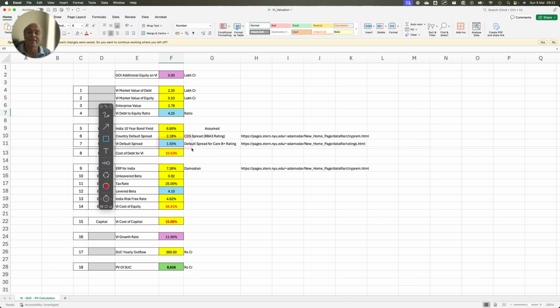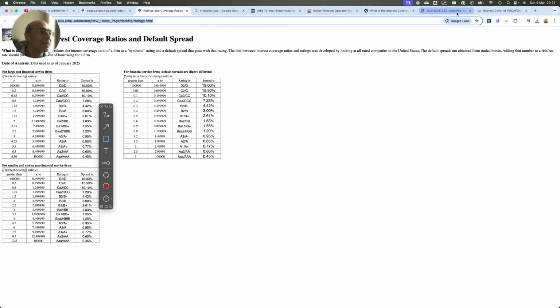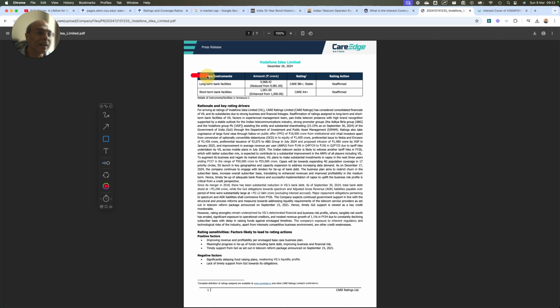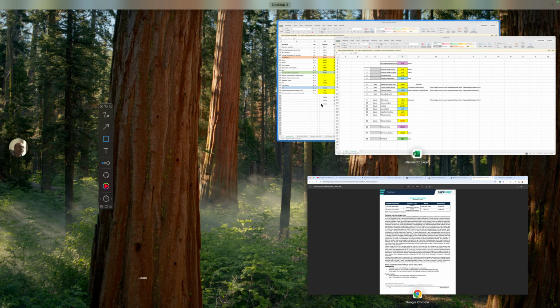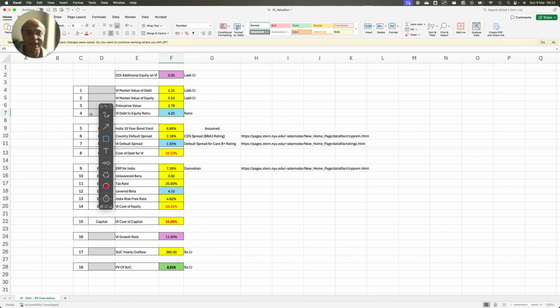Now you will ask why we have taken a default spread of 1.55%, and why this respectable company is giving Vodafone Idea a long-term bank credit rating of B++, which maps to that default spread. To answer that question, I'll just go back to my spreadsheet again. It is very simple actually. You know why?